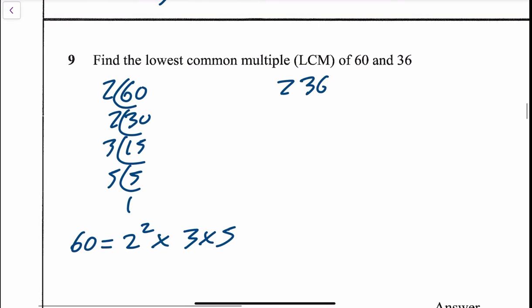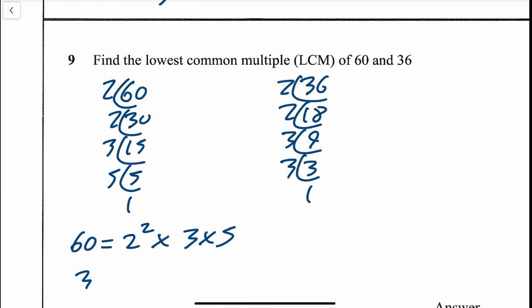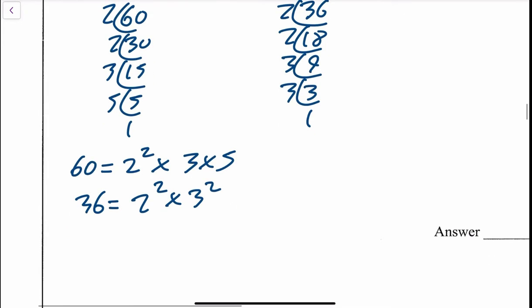Your 36, divide by 2 to give you 18, divide by 2 to give you 9, divide by 3 to give you 3, divide by 3 to give you 1. So the 36 written in index form is 2 squared times 3 squared. So for the lowest common multiple, you take the biggest of each different kind of thing. So I have 2 squared and 2 squared, biggest is 2 squared. I have 3 squared and 3, the biggest is 3 squared.